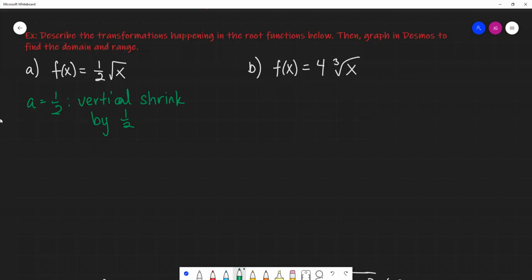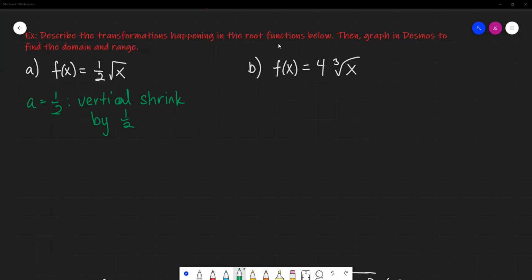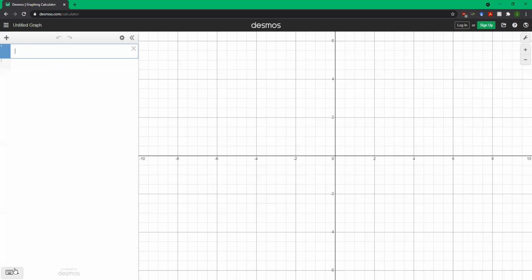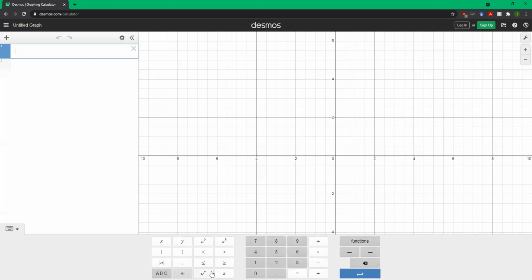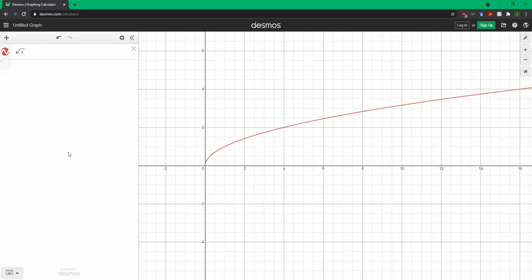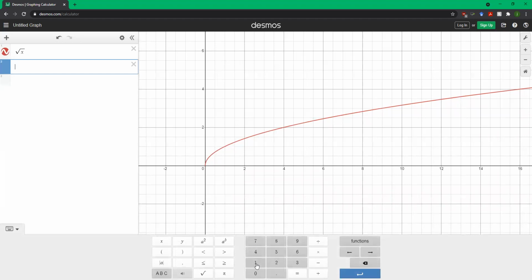Now that we know the transformation, let's go ahead and graph this just to see what it looks like. So I'm going to go to Desmos. Okay, so pull this up. I'm going to graph the parent function at the same time. So square root of x. There's our original function. I'm going to move to the left a little bit. Now I'm going to graph the transformation, 1/2 square root of x.